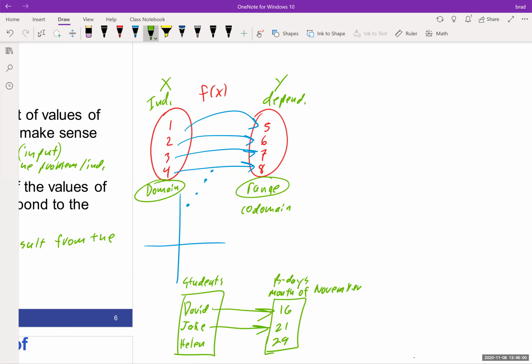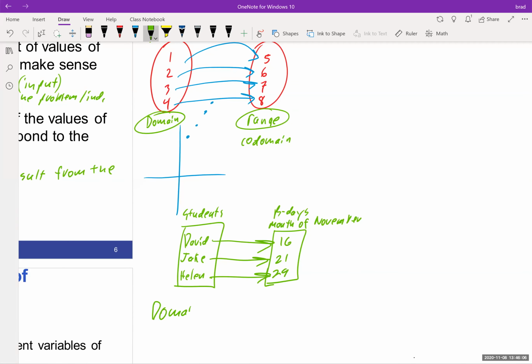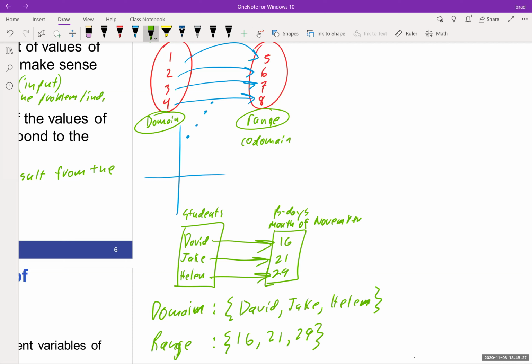So boom, boom, boom. In this case, the domain would be David, Jake, and Helen. And then the range would be 16, 21, and 29. Not all the numbers between 16, 21, and 29, but literally only 16, 21, and 29. Those are the only 3 days of the month that have birthdays on them from this group, okay? So the domain dictates what the range can be.